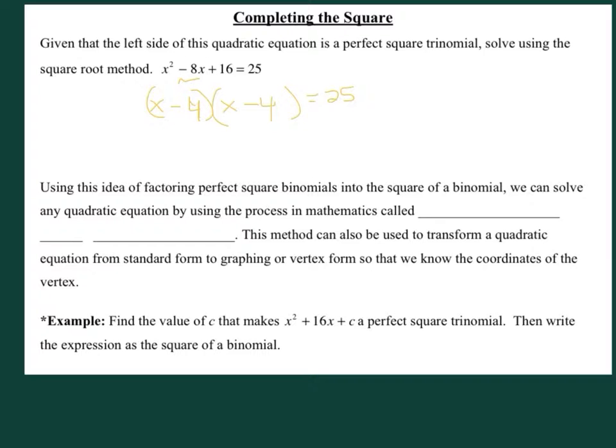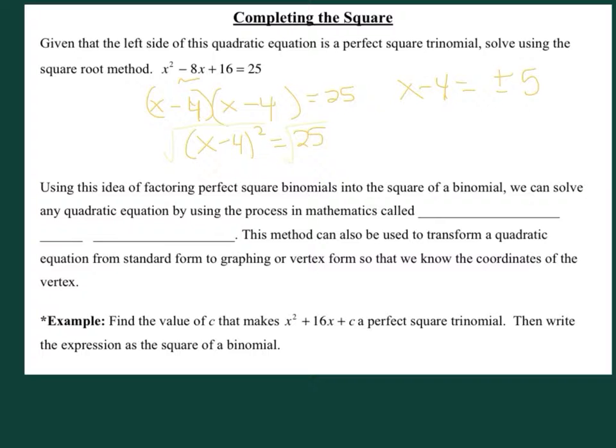Because it's x minus 4 times x minus 4, we can write it as x minus 4, the quantity squared. And that's what they meant by perfect square trinomial. Now this is able to be solved with square roots because I have a squared term and a constant term. So I can solve by taking the square root of both sides. And so I'll say x minus 4 is equal to plus or minus 5.